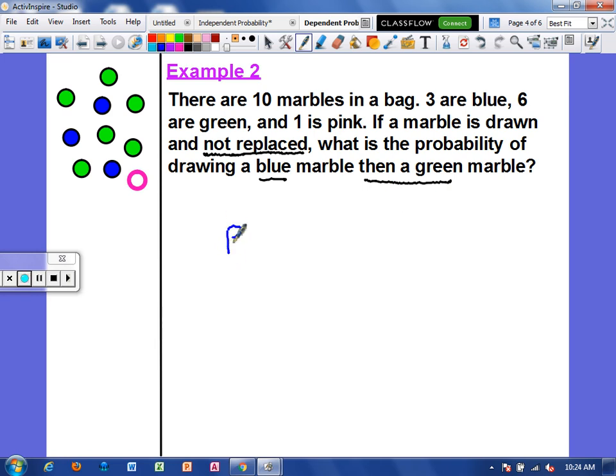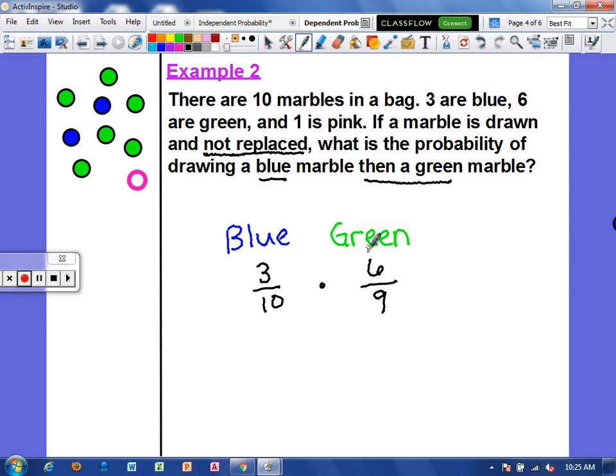So we want blue, then we want to draw a green marble. So we have 2 actions taking place. We have to find 2 probabilities. If we were to draw a blue marble, there are 3 blue marbles out of 10. So we have a 3/10 chance of drawing that. Now we're going to assume that we actually did draw a blue marble, and we're not going to replace it. So now that has affected the total amount of marbles. So for green, we now have 6 green marbles, but there are now only 9 marbles total. And now we're just going to multiply that together.